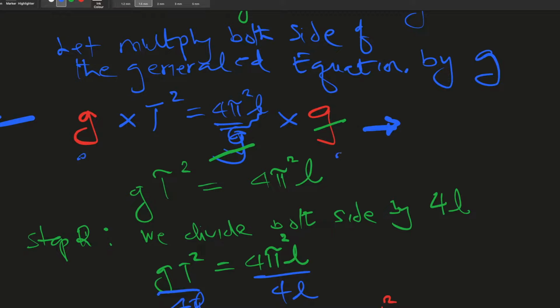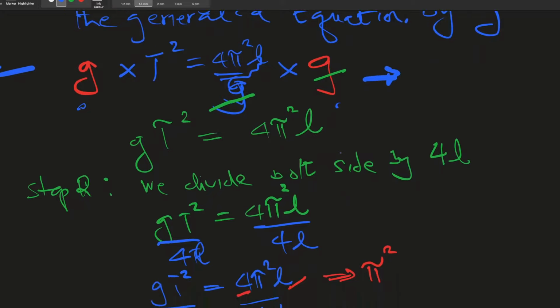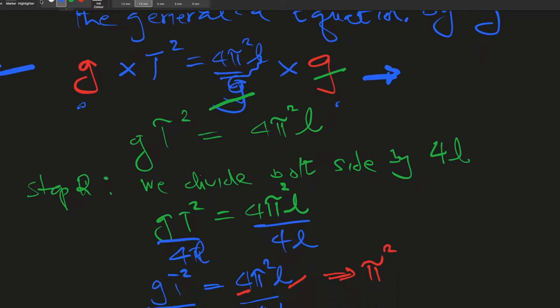Then we have gT squared is equal to 4 pi squared L. gT squared is equal to that. So this and that. Okay, gT squared. Right. So our gT squared here, and that is the expression we had.